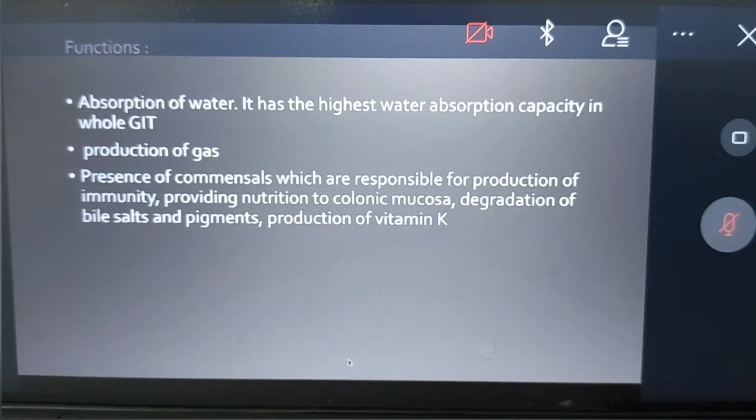The main function of the colon is absorption of water and also sodium, potassium, and bile salts. There is also production of gas and the presence of colonic bacteria, mostly E. coli. These bacteria can degrade bile pigment and also produce vitamin K.